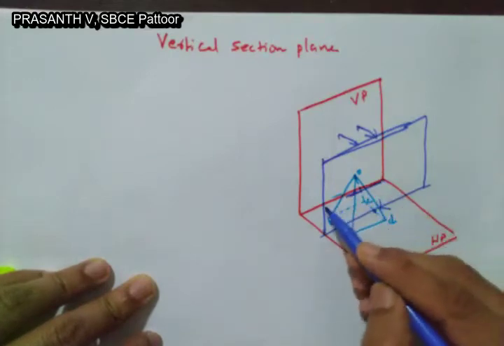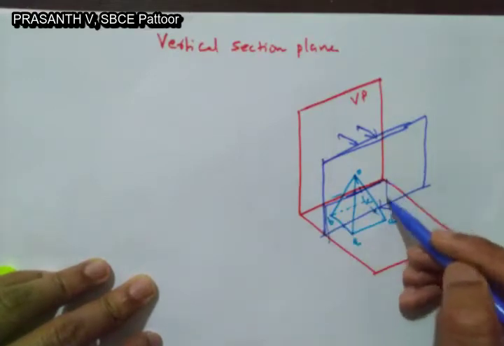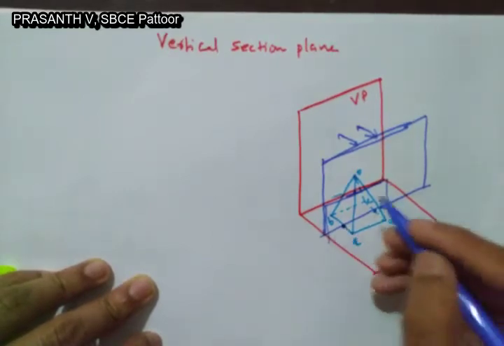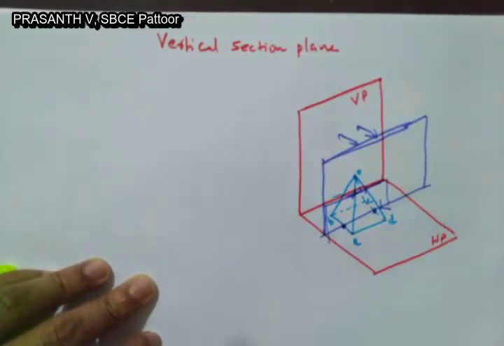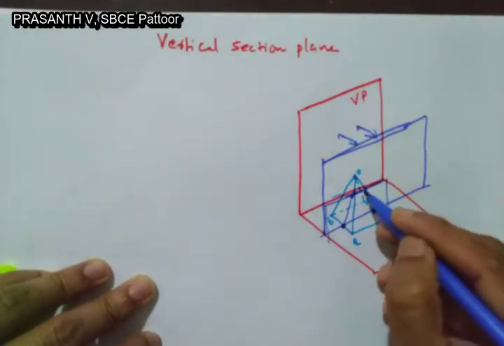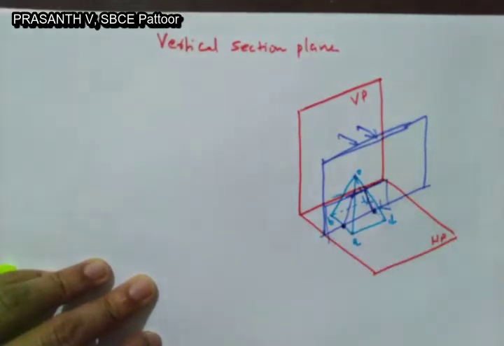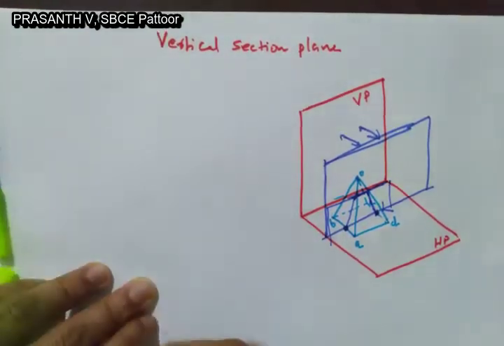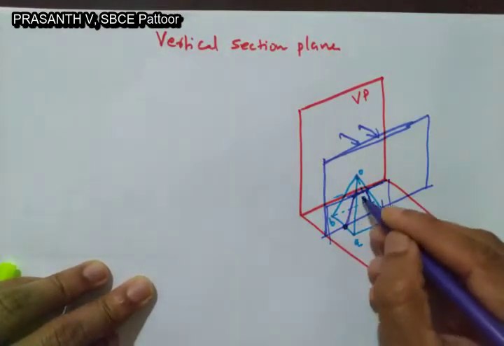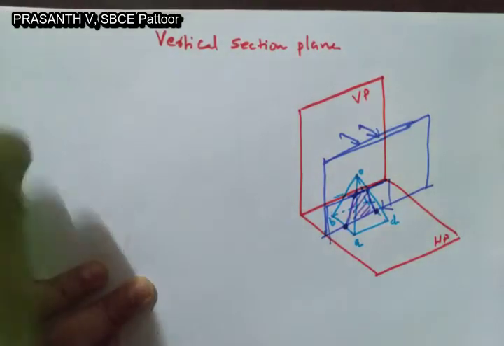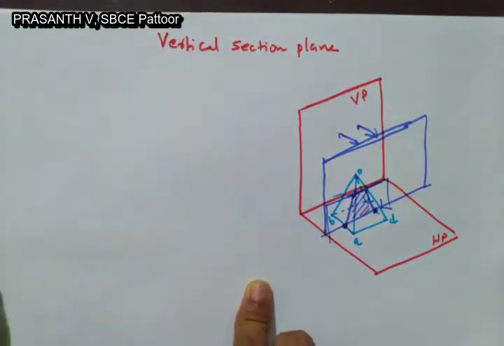See, the section plane cuts the slant edges here, so that is one cutting point, next is this point, next is here, next point is this one. So in this case the sectional view will be like this. This will be the sectional view. The same thing we can draw here.